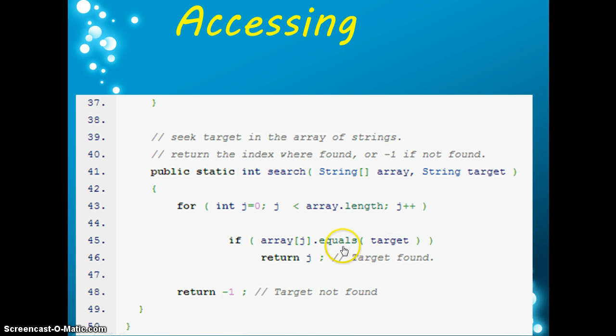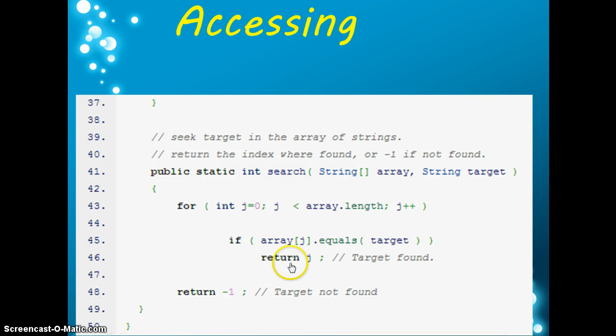I need a .equals here because strings are not primitives. Primitives use equals equals, but everybody else, strings or any other advanced objects, use a .equals. It's already built into the String. I don't have to write it, but I have to use the .equals because strings are types of objects.